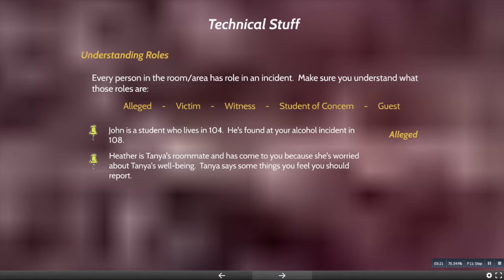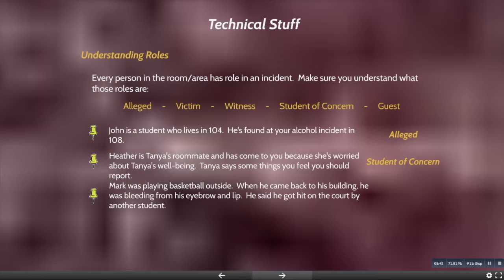Let's say Heather is Tanya's roommate, and she's come to you because she's worried about Tanya's well-being, and she says some things that you feel you should report. Tanya would be a student of concern. This is somebody who you want to inform your head staff to follow up with because things have happened and you are concerned.